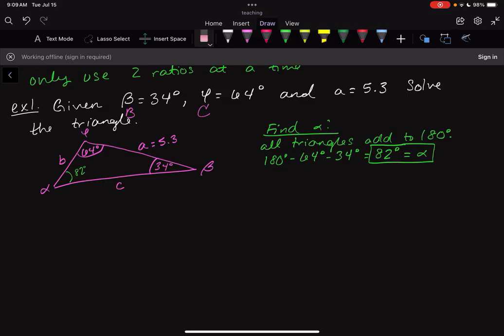I also usually recommend that if you're being given two angles, your easiest thing is going to be to go find that third angle. Now that we have a fully developed ratio, so now that we have alpha across from A, we can go find B or we can find C. It doesn't matter. So I'm going to go ahead and find B next.